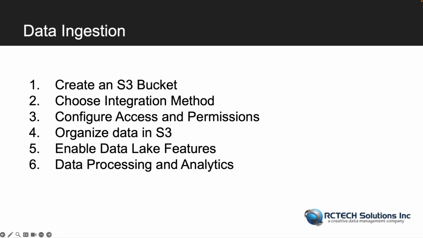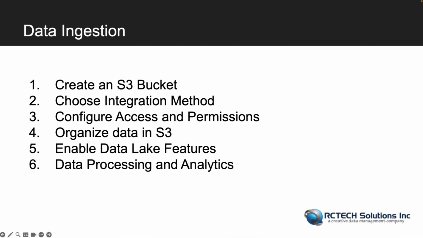The second one is batch ingestion. For larger data sets or regular batch uploads, you can use AWS Snowball, which is a physical device that securely transfers large amounts of data to and from S3. You load your data onto the Snowball device, ship it to AWS, and AWS imports the data into your S3 bucket. Option 3, streaming ingestion.